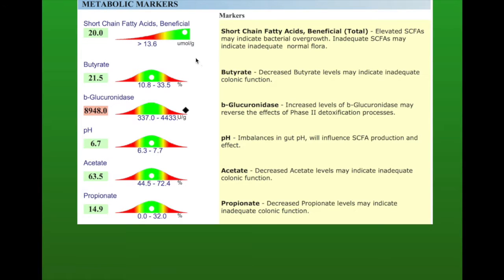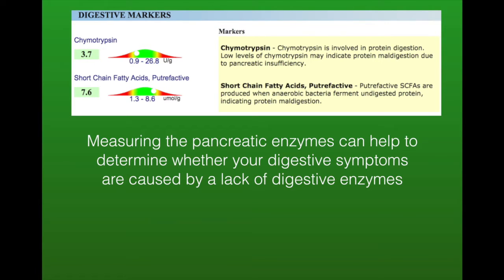Other markers we look at are the short-chain fatty acids, pH, and beta-glucuronidase, which is a marker of phase 2 of liver detoxification. High levels of beta-glucuronidase can lead to poor estrogen detoxification. Pancreatic enzymes are important for the breakdown of the food in the small intestine.